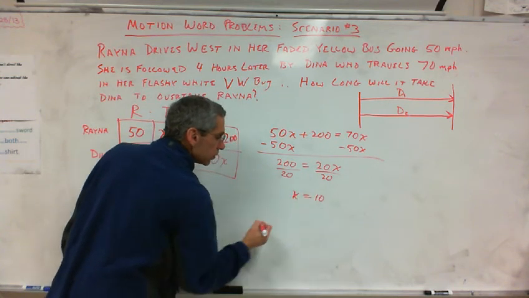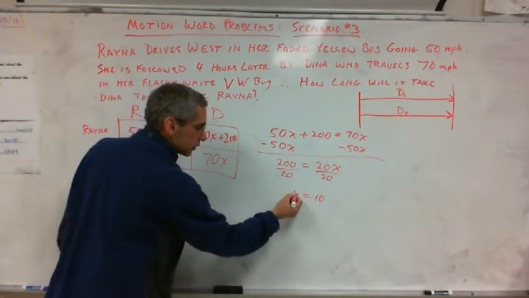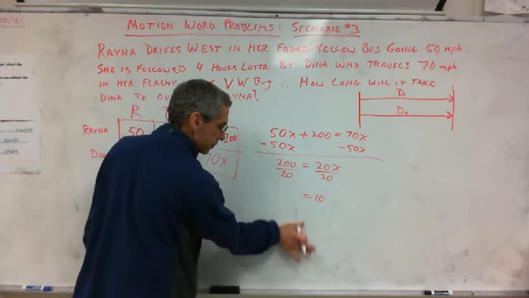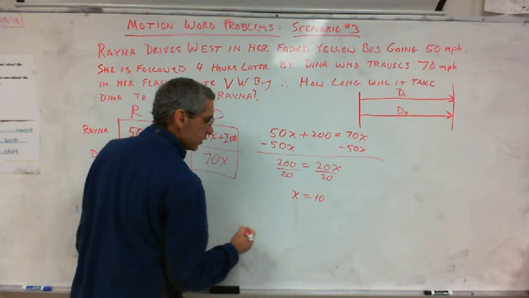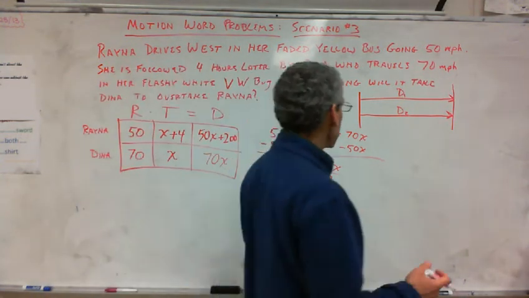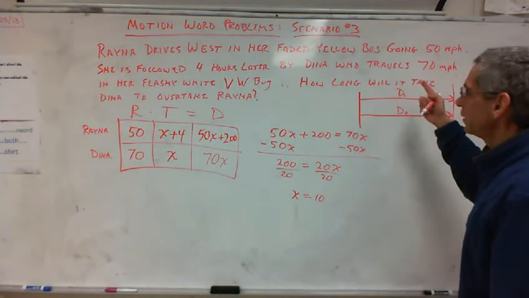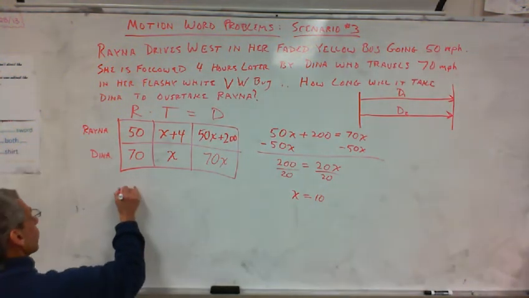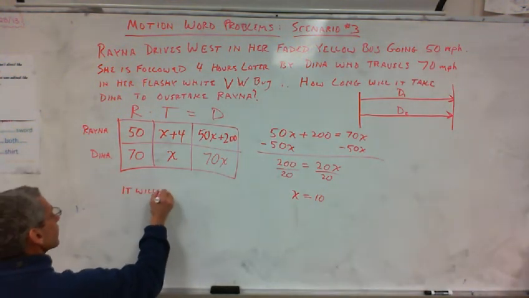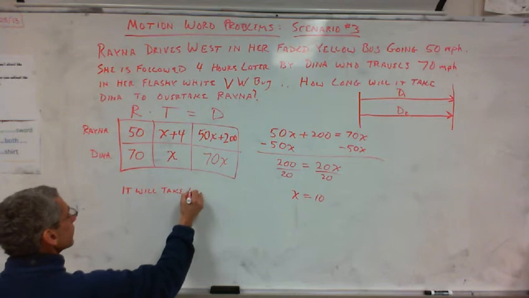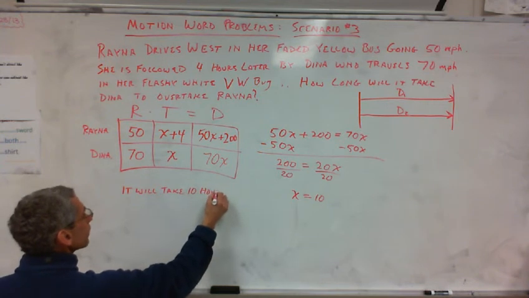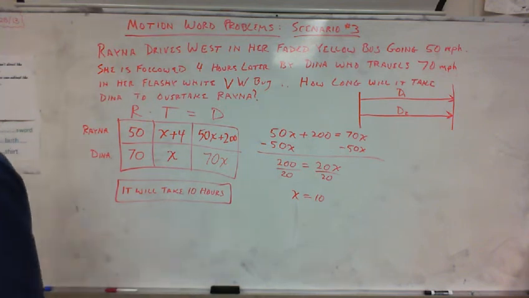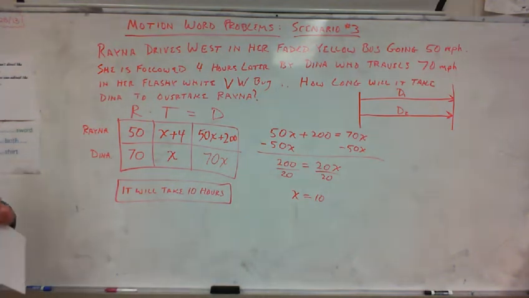That is correct. x is equal to 10. So now, are we done? No. All right, how long will it take Dina to overtake Raina? It will take her 10 hours. That's fine. Boom. It's pretty straightforward.